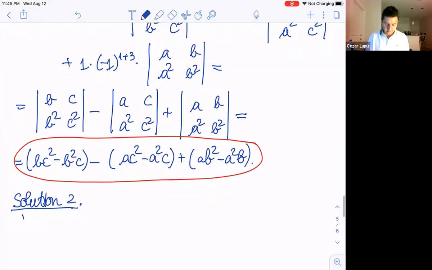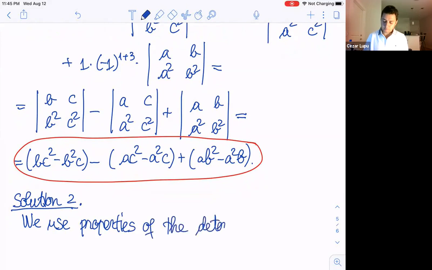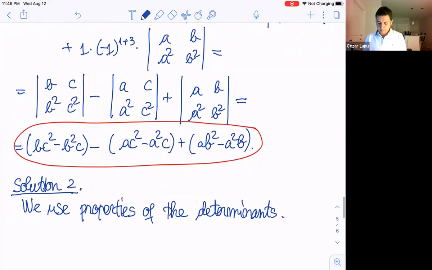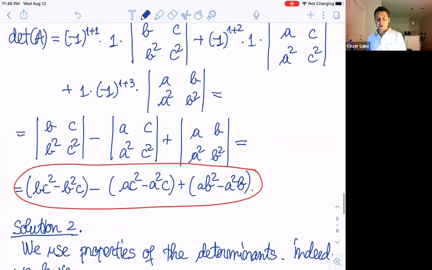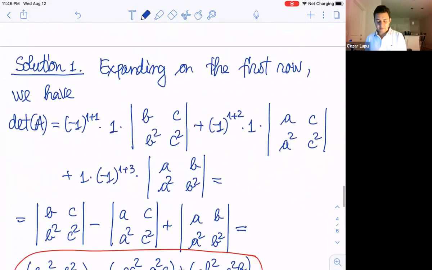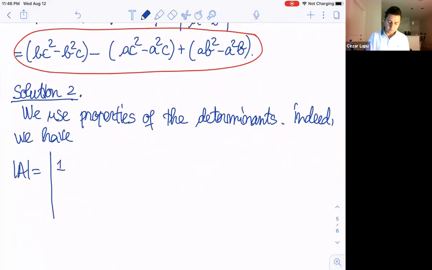The best example, we use properties of the determinants. Indeed, we have. Okay, so let's do this. And now what I'm going to do is the following. Look at the matrix. In fact, let me write it. The determinant, let me write it again. It's 1, 1, 1, A, B, C, A squared, B squared, C squared.